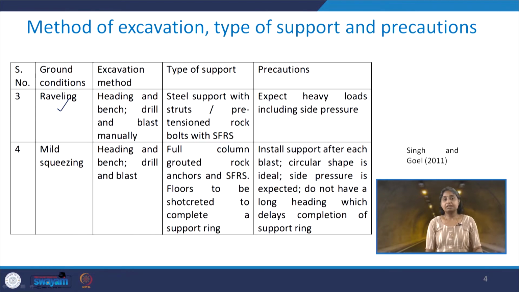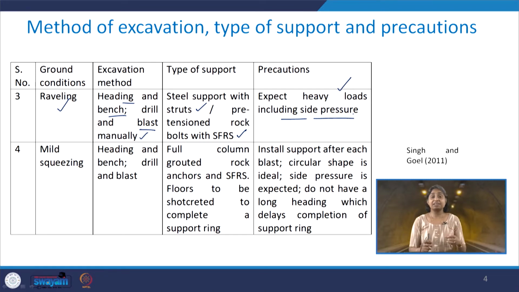Third type of ground condition is raveling, and the preferred excavation method is heading and benching method, and drill and blast manually. In this case, steel support with struts or pre-tensioned rock bolts with SFRS are provided. In this case, we can expect heavy loads including side pressure, because it is the raveling condition, and I told you what happens in raveling ground condition: the moment you excavate, there can be some fallout of the wedges from the crown or the side walls of the tunnel.